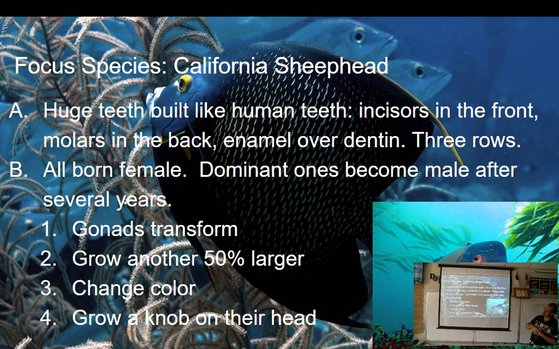And they're built just like human teeth. A lot of fish teeth are kind of simple structures, but sheep's head teeth totally look like just slightly smaller human teeth. Dentin over bone, enamel over dentin.